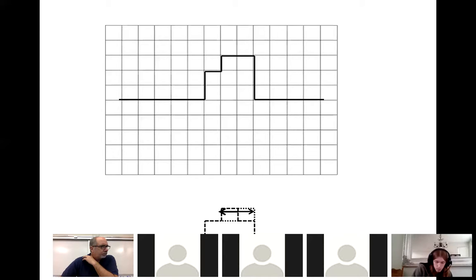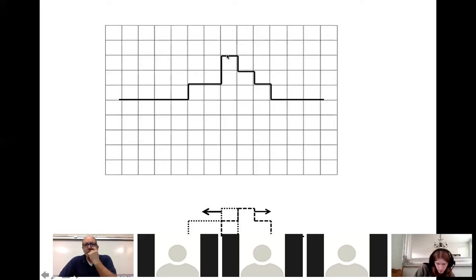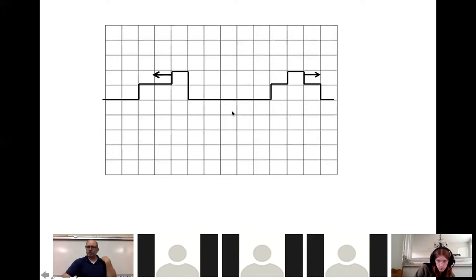All right, moment of time later. Now they're beginning to emerge from one another. The only place they're interfering is right here. And the back side of this pulse wants to take it up 1. The back side of this pulse wants to take it up 2. So the overall effect is +3. Okay. And then they emerge from one another and continue on their way.